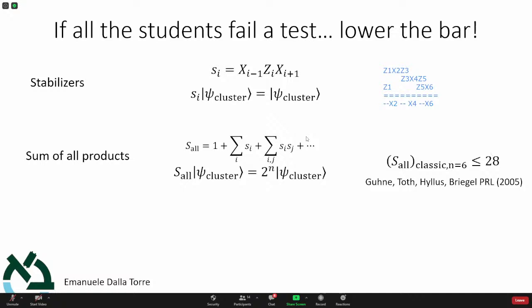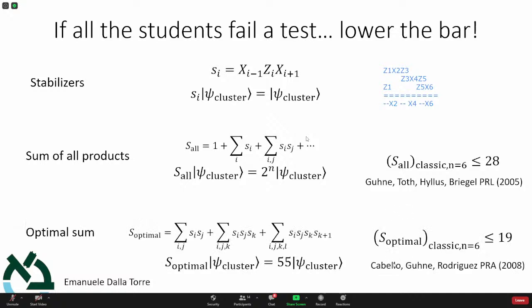Then there was another paper by Cadello and collaborators, and they asked themselves, but wait, can I do better? If I choose not the sum of all possible stabilizers, but I pick randomly these products of stabilizers in a way that is best for this ratio, it turns out that there is a sum that has 55 elements, for which the classical value is 19. So it is really built, everything is built upon the stabilizers. Yes.